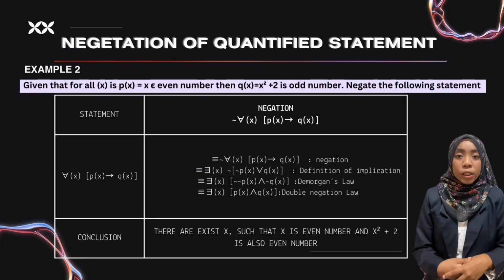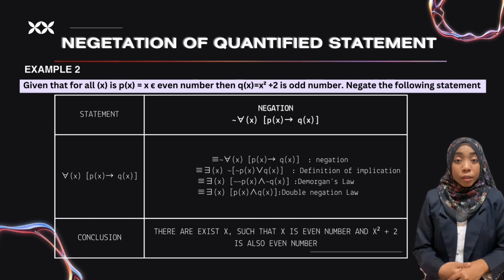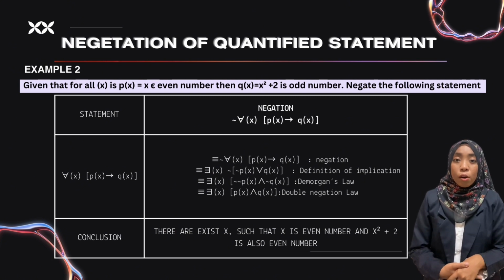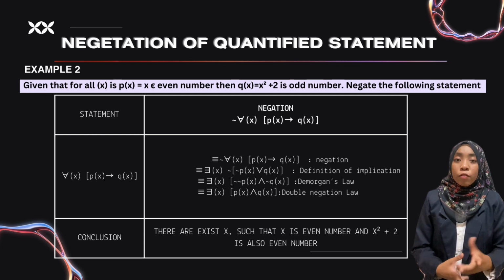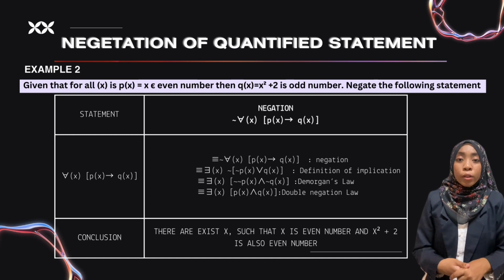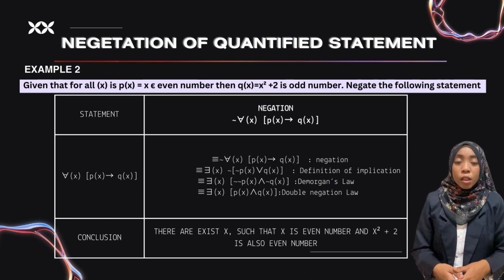The next topic is negation of quantified statements. For example, given that for all x, px is x is an even number, then qx is x power of 2 is an odd number. Negate the following statement. Before we negate the statement, we need to change it into a logical expression, so that the statement becomes: universal x, px implies qx.